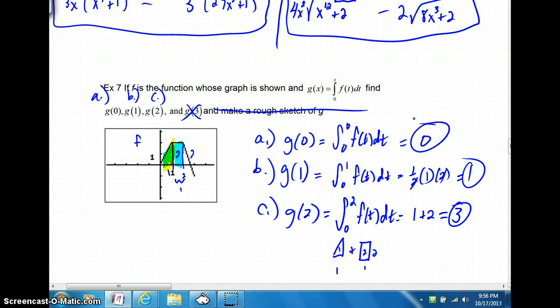So this is how we could look at this accumulation function. G of x is a function that you could think of as being the net area from 0 up to a given x value.